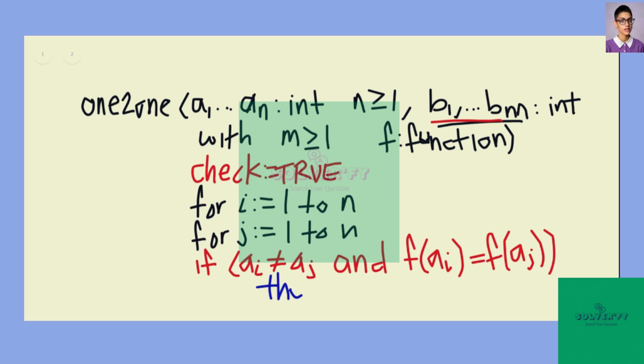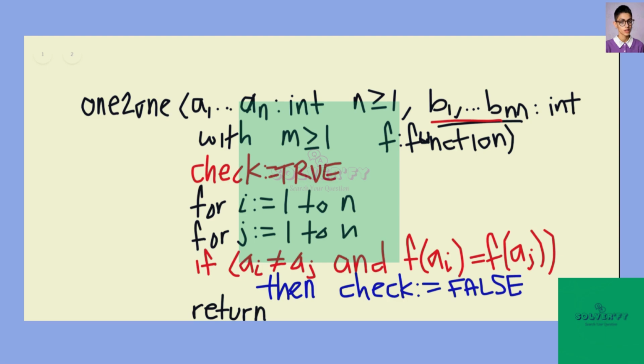we can reset our check. So initially we were sort of assuming that it is one-to-one, but now we're going to say, you know what, it's not. So we're going to say our check, instead, let's set that equal to false. Okay, and then we just want to return our check. So if it turns out it goes through this whole list and never has a problem with the outputs, then it'll return true that it is one-to-one.